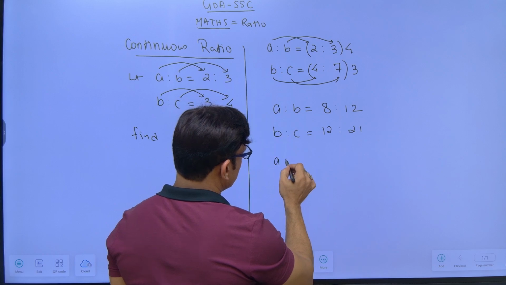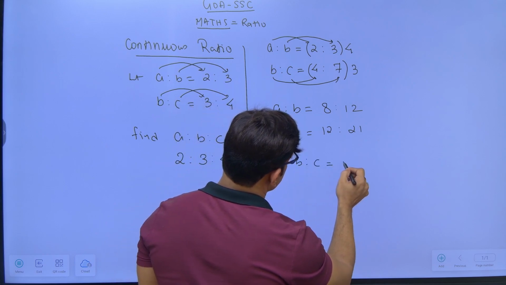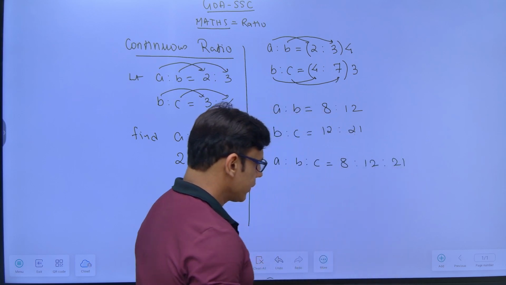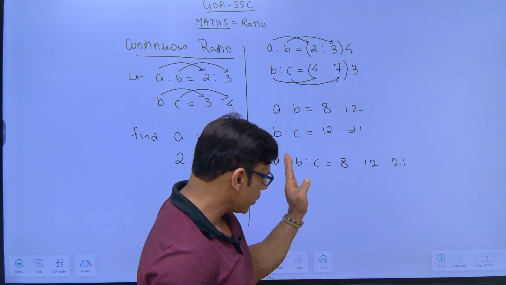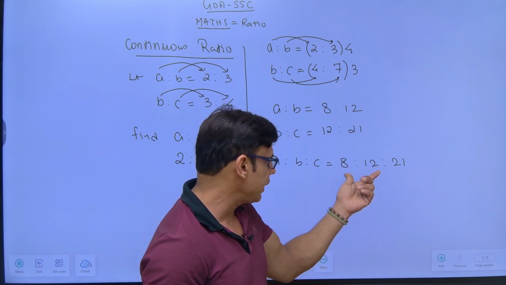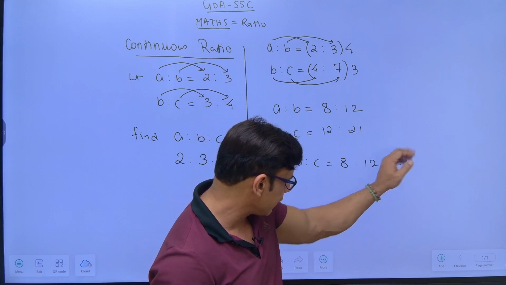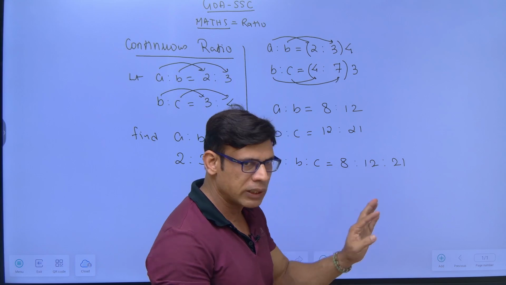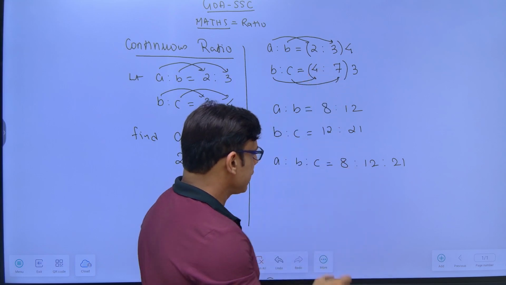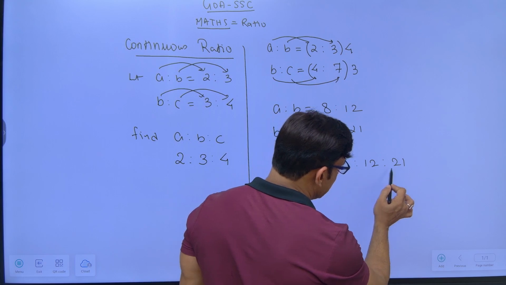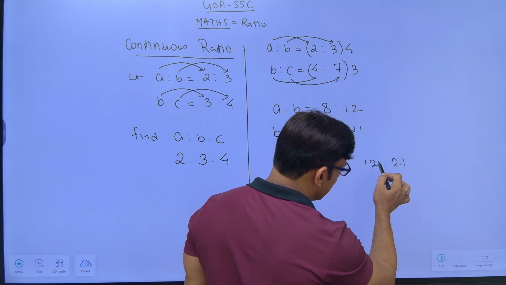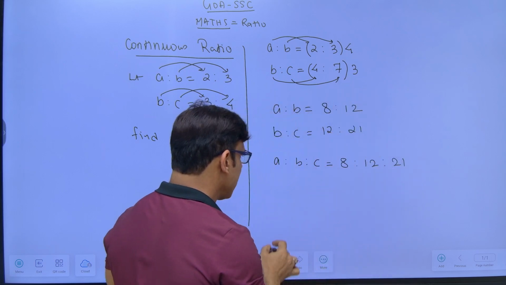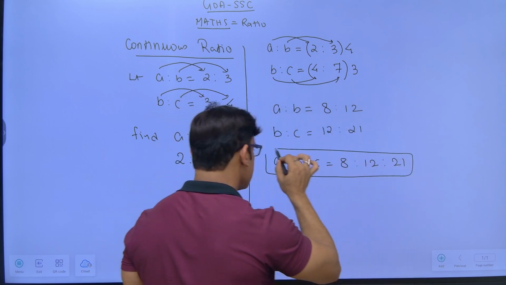Now you can find A is to B is to C, which is 8 is to 12 is to 21. If you pick A is to B, forget about C, and take the ratio of 8 is to 12 and cancel it with 4: 4 2s are 8, 4 3s are 12. So done, 2 is to 3. And when you check B is to C, again take the ratio of this and cancel with 3: 3 4s are 12, 3 7s are 21. See, 4 is to 7. So that is how you find A is to B is to C.